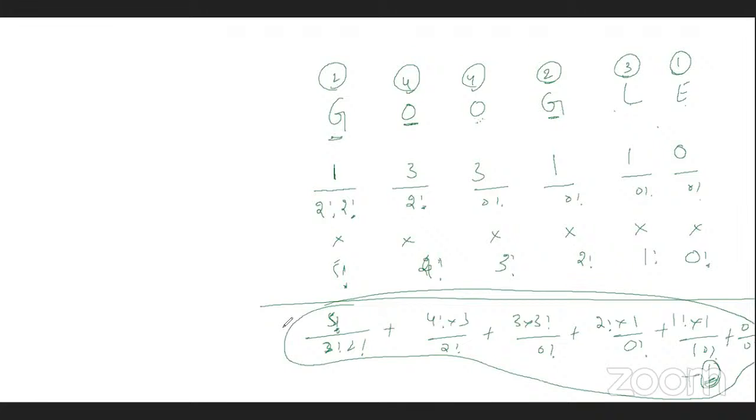If repetitions are not there, with repetitions here in the denominator we are not getting any terms. Is it right? Yes, sir.